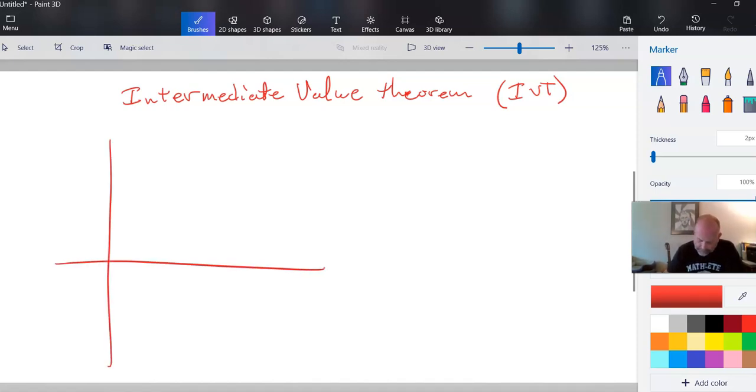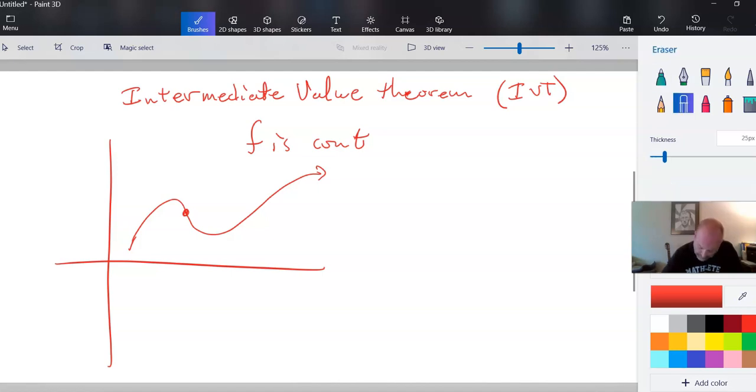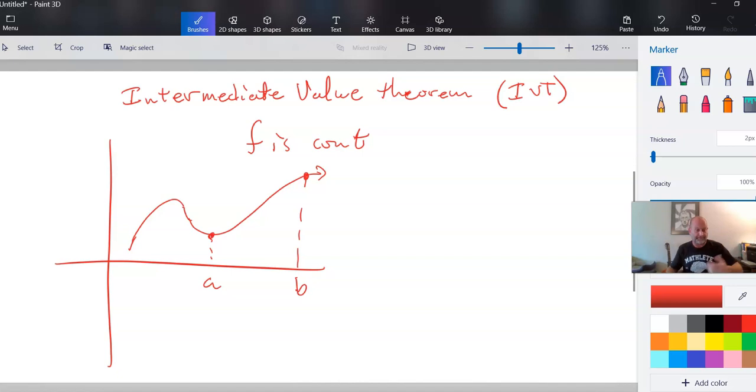The idea is if I have a continuous function, f is continuous, right? So we know that. And I'm just going to pick 2 points. Actually, let's pick a lower point. We'll call this A, and we'll call this point B. So the x values are A and B. Okay, so f is continuous on the interval from A to B.